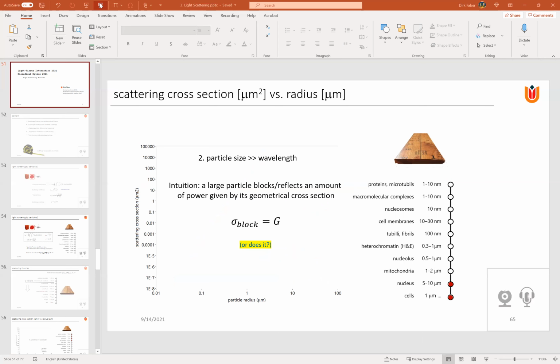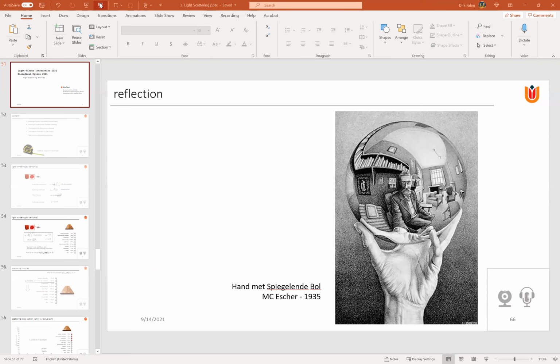It would be reflected, but the efficiency would probably be 1, because all the light hitting it would be somehow redirected. So not such a bad expectation would be that the blocking cross section, or the scattering cross section, of that particle would be equal to the true, geometrical cross section, or in other words, that the scattering efficiency would be 1. All the light would be scattered. That is partly true.